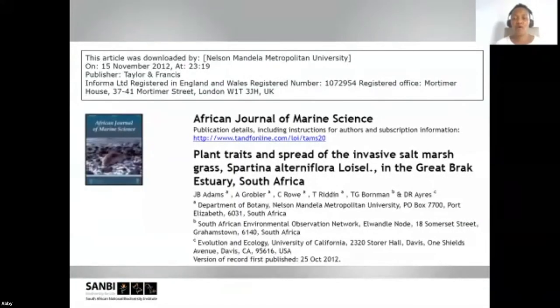So since 2004, colleagues at NMU did much baseline research on the impacts, the ecology, and the spread of Spartina alterniflora in Groot Brak. This research was important because at this time, there was no attempt to control the plant, and the chemical, physical, and ecological impacts could be studied. So control of this population started years later.